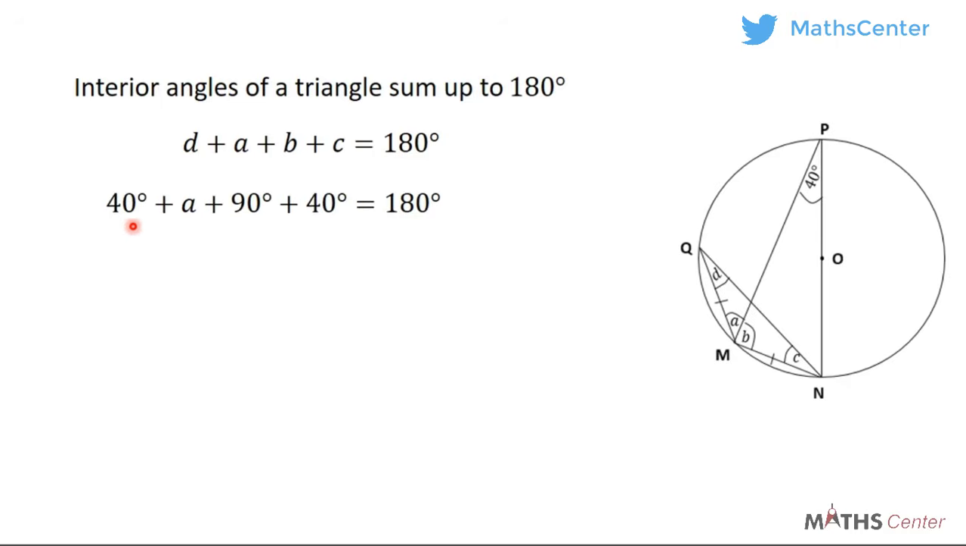So D is 40 degrees, A is what we are looking for, B is 90 degrees, and C is 40 degrees. You add everything here, we are getting 170 degrees. So angle A will give us 10 degrees. So whenever the question is given to you, sometimes you have to apply more than one property. So you study the diagram very well, then you apply the property that will help you to solve the question.